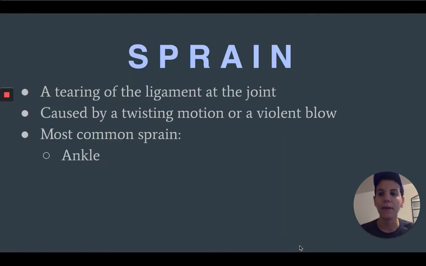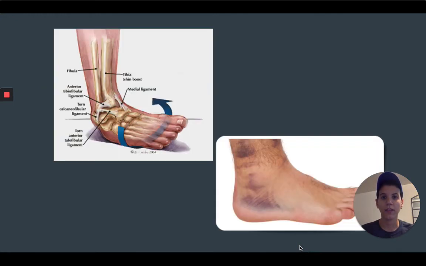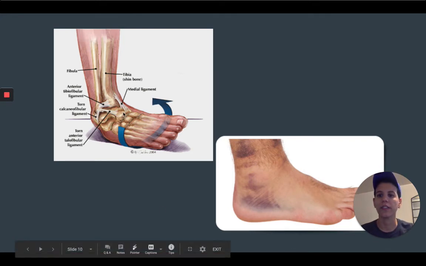Sprain is the third type. It's a tearing of the ligament at the joint. If you guys remember, a ligament connects a bone to another bone. This is caused by a twisting motion or a violent blow to that area. The most common sprain is the ankle, which I know too much about. I've hurt myself so many times in my ankles. That's the most common form of a sprain, where your ankle rolls in and you can see bruising there. And these tendons over here tend to tear.